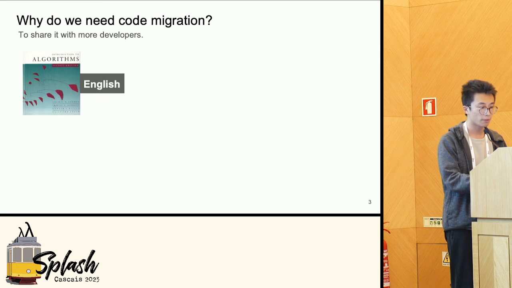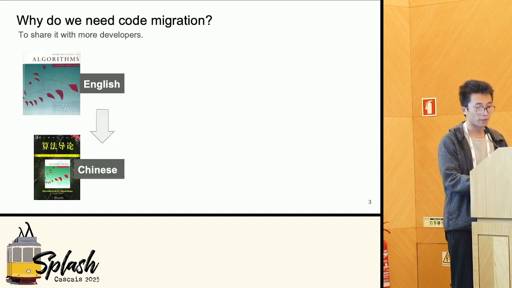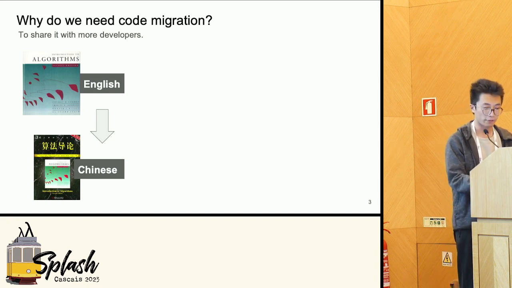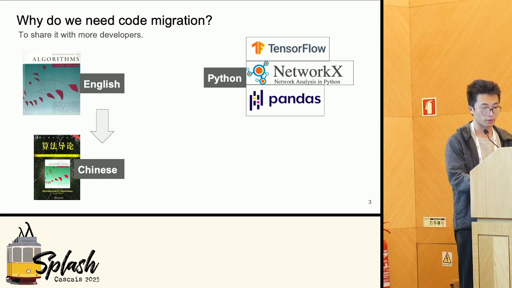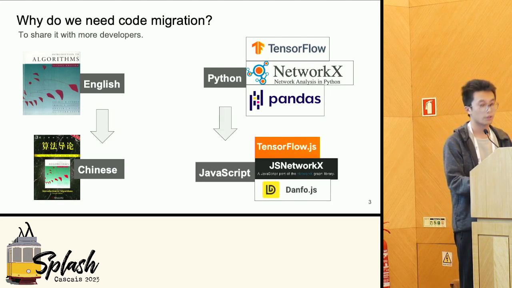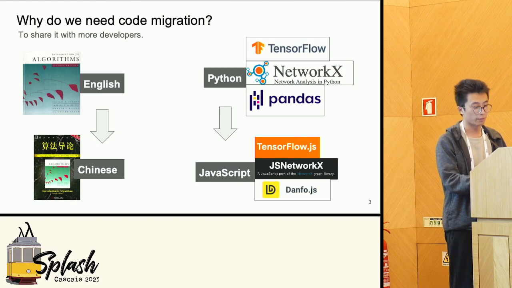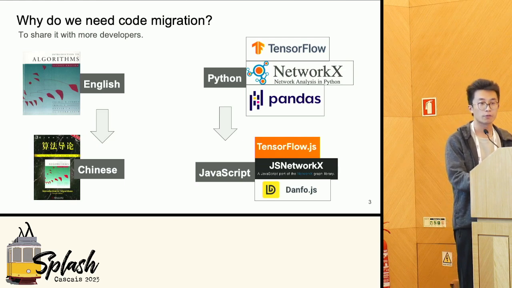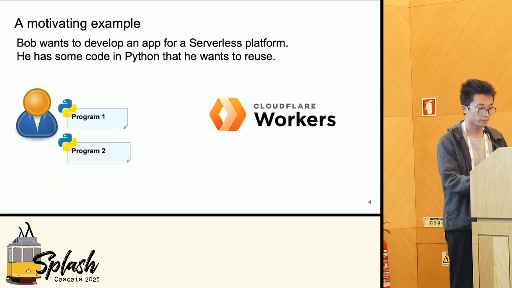This is similar to natural language, where we might want to translate a book from one language to another to share the knowledge with more people. In code translation, where we have some libraries in one language, we might also want to port them to another. But one big difference compared to translating natural language is that, unlike books, code repositories can frequently bump into newer versions. So let us look at a motivating example.